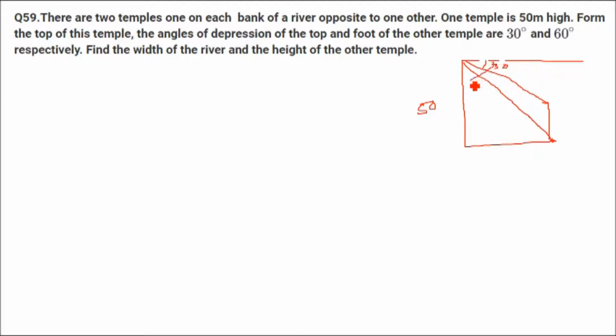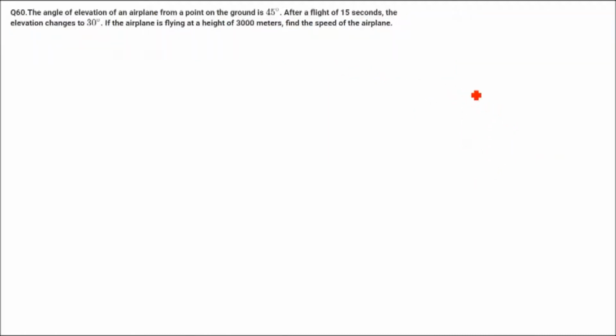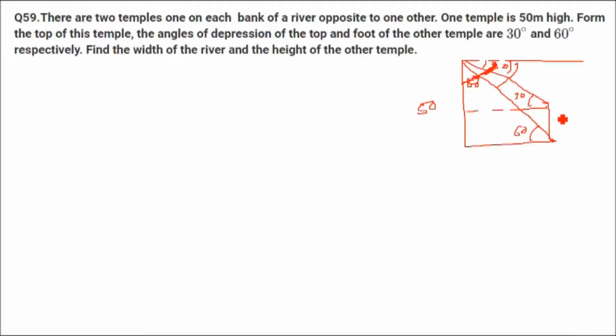That is, this is 30 degree and this will be equal to 60 degree. So this is 30 and this is 60. So this will also be 30 and this will be equal to 60. This whole is 50. Find the width of the river and the height of the other temple. So let us assume it to be h. So when this is h, this will be 50 minus h. So this is the width of the river.